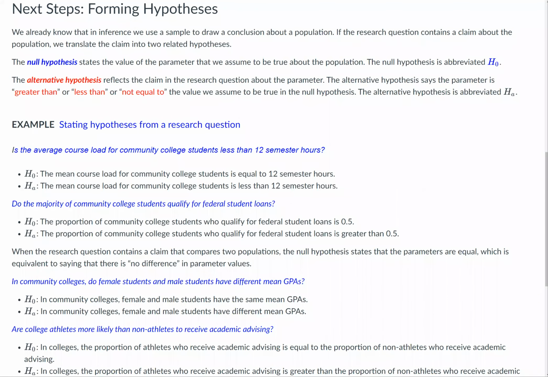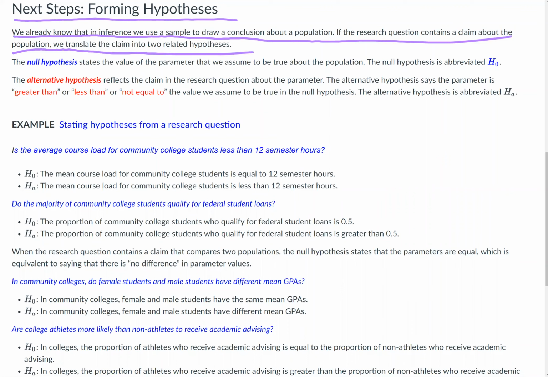Now that we've done an introduction to hypothesis tests, the next step would be forming hypotheses. What is a hypothesis, and how do you form them? We already know that in inference, we use a sample to draw a conclusion about a population. If the research question contains a claim about the population, we translate the claim into two related hypotheses.